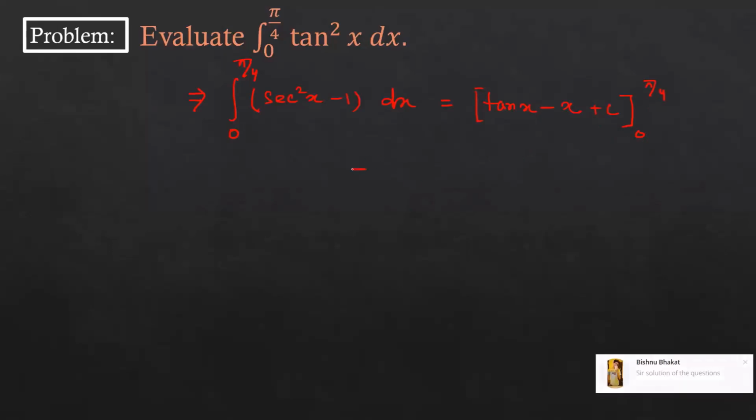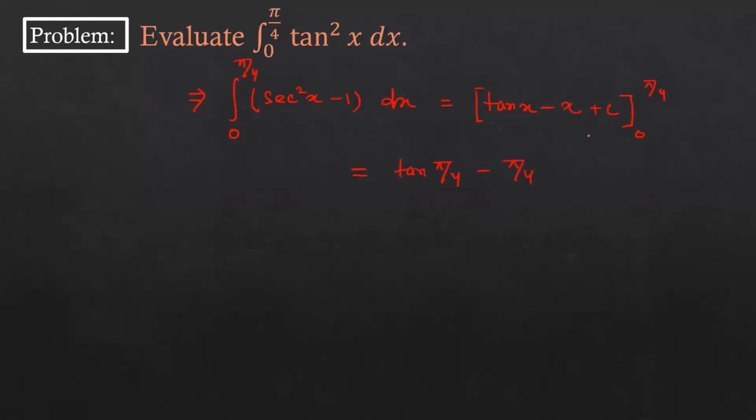So tan x, that means tan of pi by 4, and this is x, which is pi by 4, and c will cancel. So what is the value? 1 minus pi by 4. Okay, is that correct?